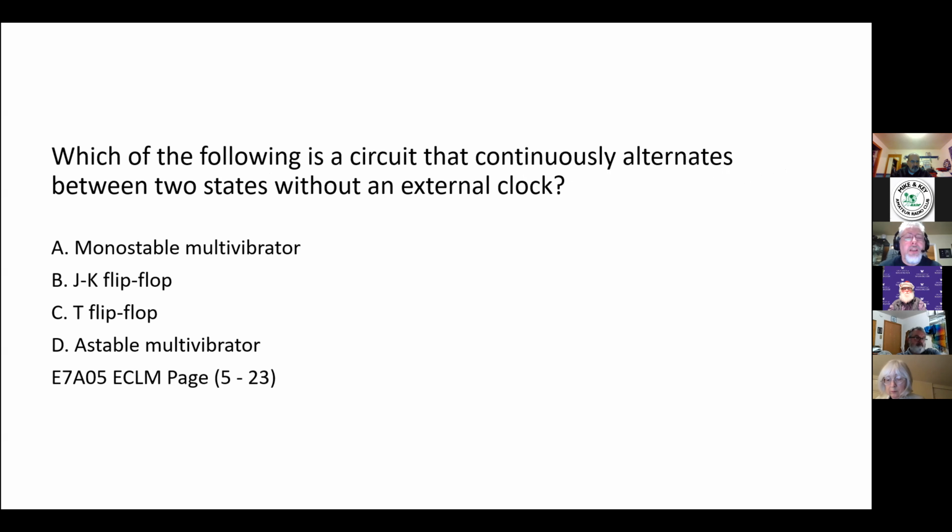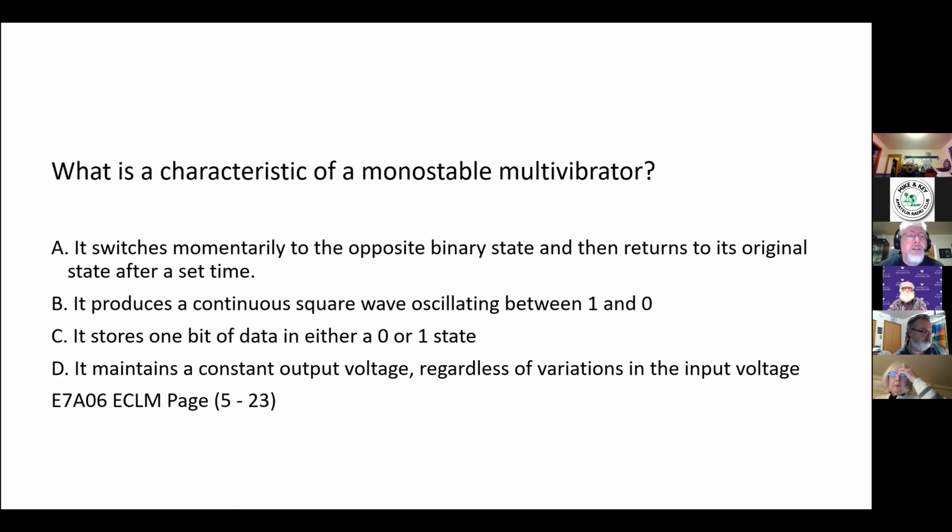Which of the following is a circuit that continuously alternates between 2 states without an external clock? A, a monostable multivibrator. B, a JK flip-flop. C, a T flip-flop. Or D, an astable multivibrator. Delta. Delta is correct, an astable multivibrator.